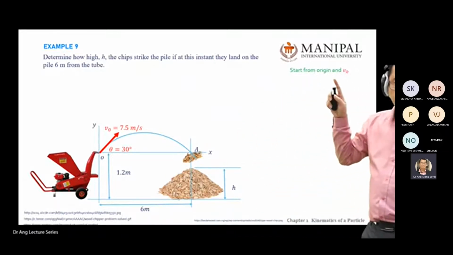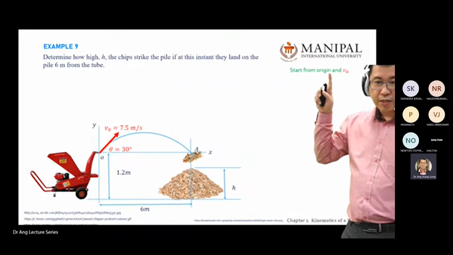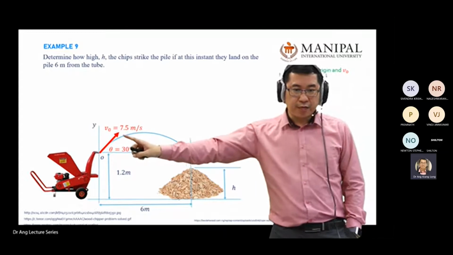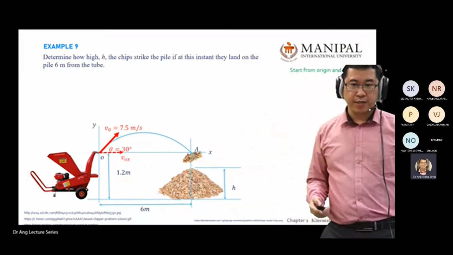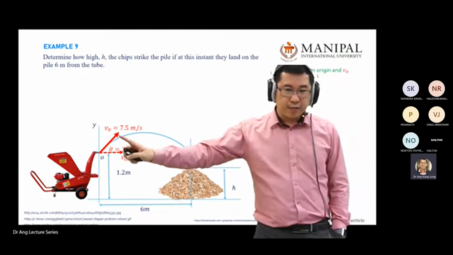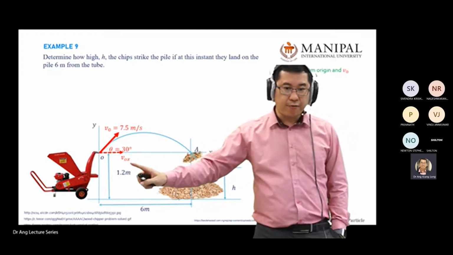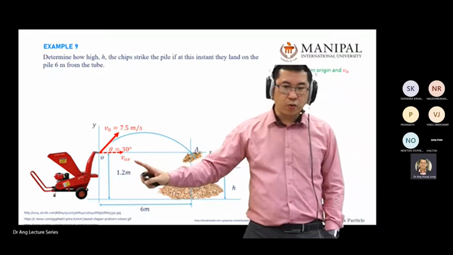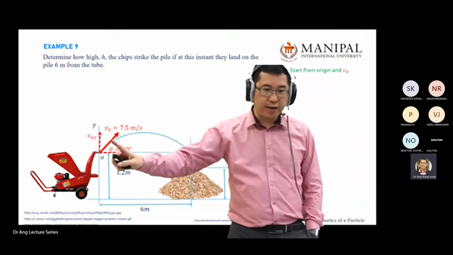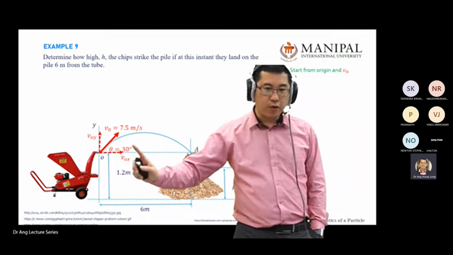So you start from origin and V naught. You start from here with the velocity, this one. Is there any information? So you expand this one to x, you get VOX or VXO, same. And you expand to y-axis, you get VOY or VYO, same.